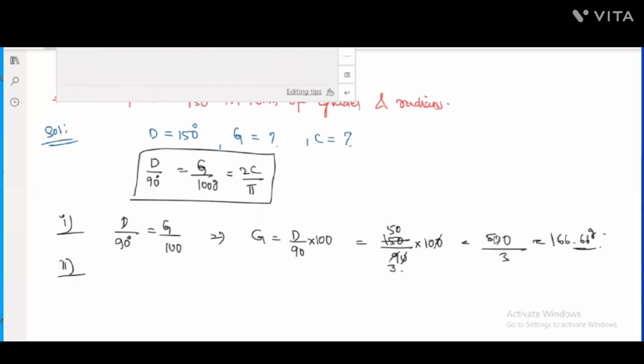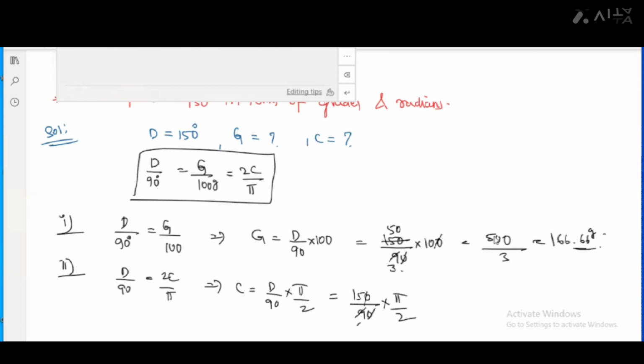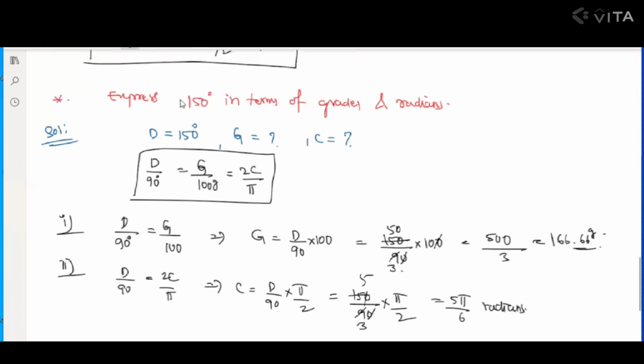Next, D by 90 is equal to 2C by pi. So C is equal to D by 90 into pi by 2, that is 150 by 90 into pi by 2. The zeros cancel; 3 threes are 9, 3 fives are 15. So we get 5 pi by 6 radians. This is how we find the value in grades and in radians when the angle is given in degrees.